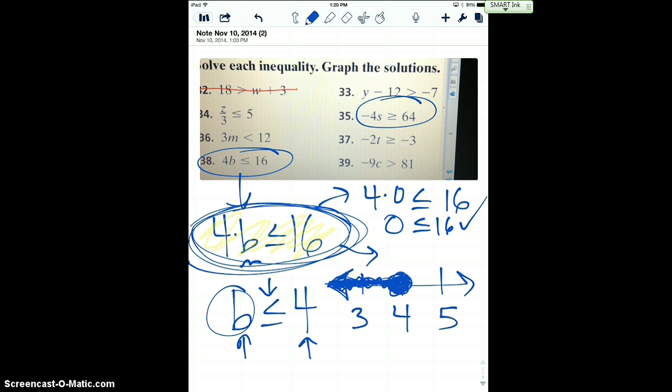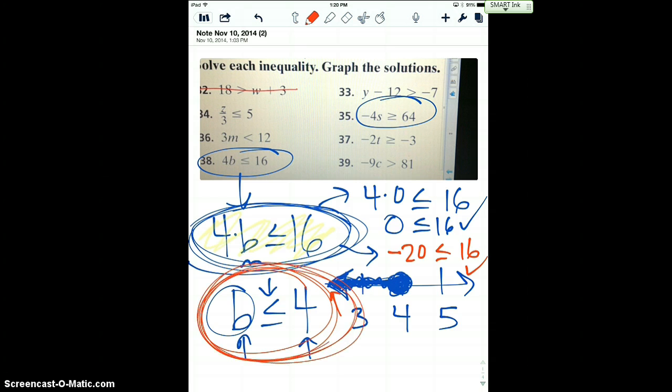If I pick something else to try, let's say I pick 4 times negative 5. Is that less than or equal to 16? Negative 5 exists way down here on the number line. 4 times negative 5 is negative 20. And is negative 20 less than or equal to 16? Yes. Okay, so these are true solutions. That is going to work.